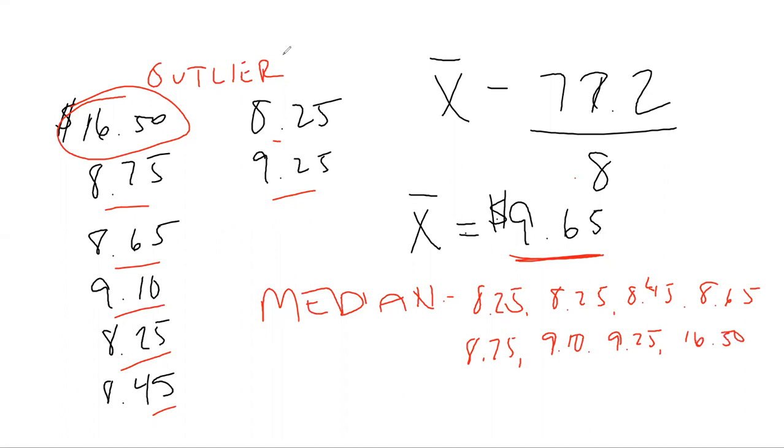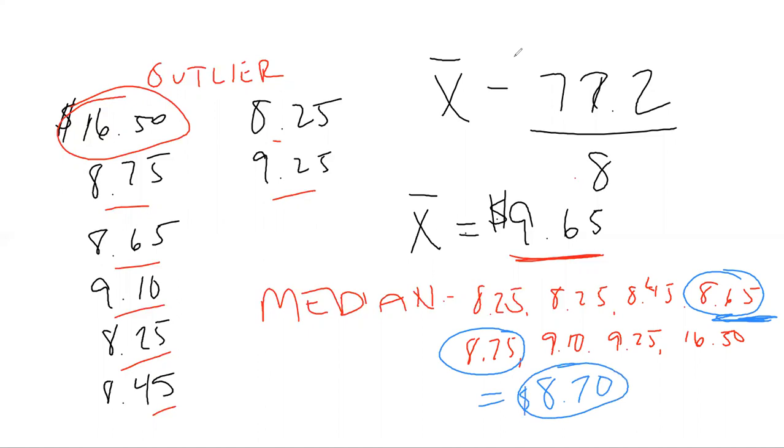If you look, this splits up the numbers very well into 4 and 4. And so the middle would actually be somewhere in here, in between 8.65 and 8.75. So we have to find the midway point of that. The way we do that is we add those up and divide by 2. And we get a median of $8.70. I think that's a pretty good average. So there's the mean, there's the median.